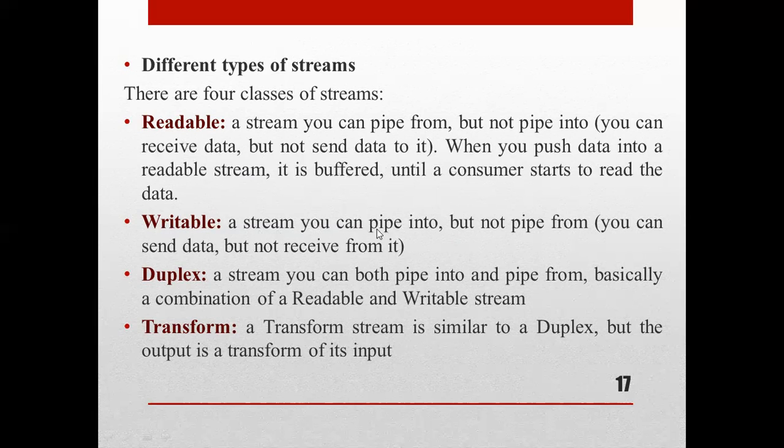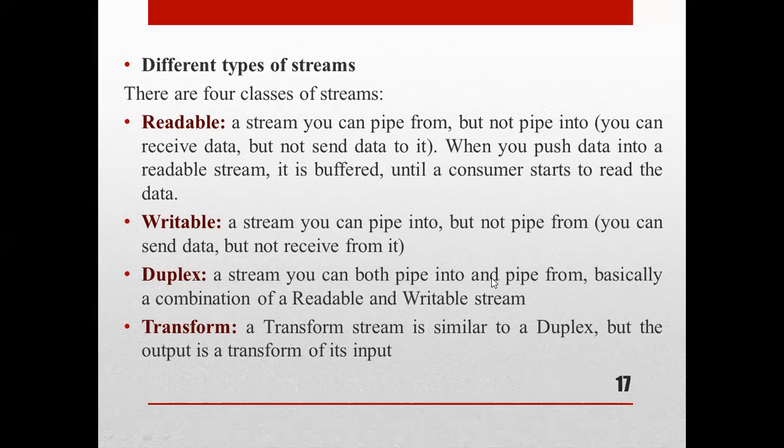A writable stream is a stream you can pipe into but not pipe from. That means you can send the data but you cannot receive data from it. Writable means you can send the data to the server but you cannot receive from it. That is a writable stream. And a duplex stream means a stream you can both pipe into and pipe from.